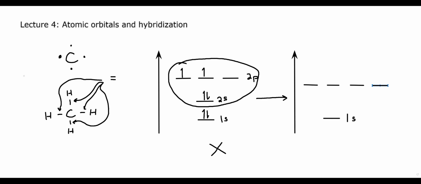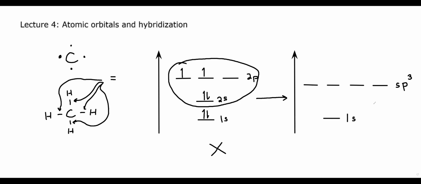And the name for this orbital is going to be the sp3, because these orbitals are composed of 1s orbital and 3p orbitals. So let's call these the sp3 orbitals.